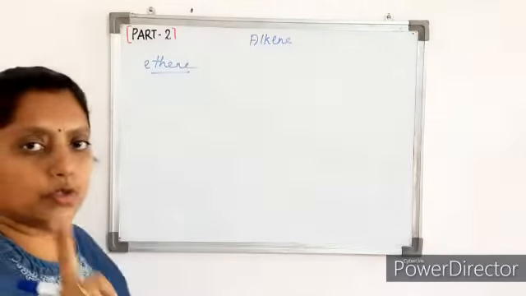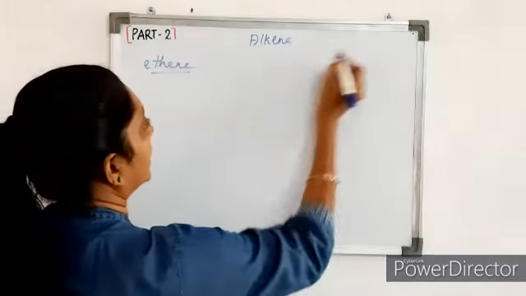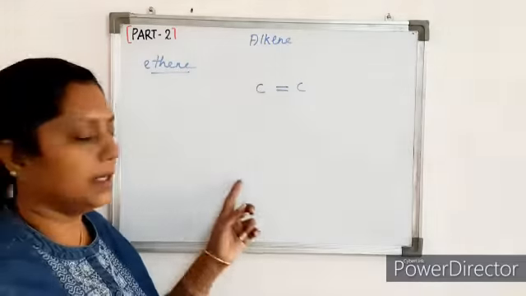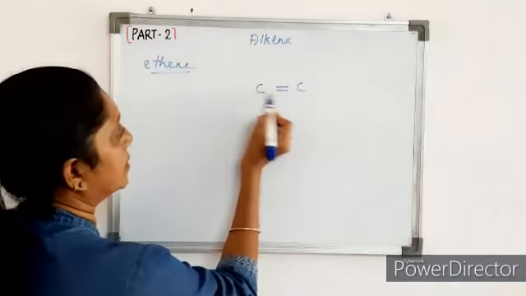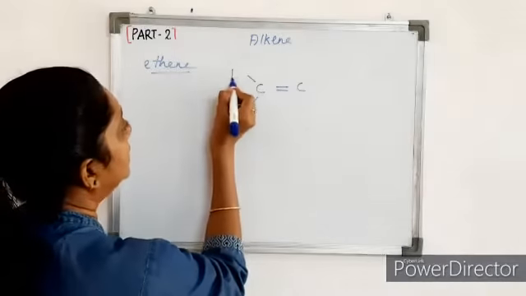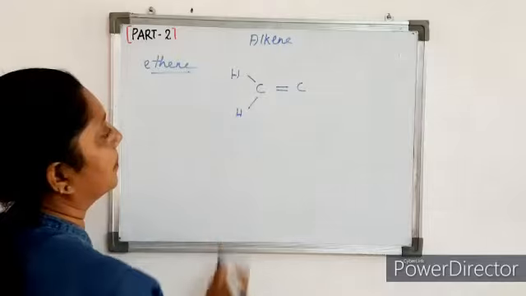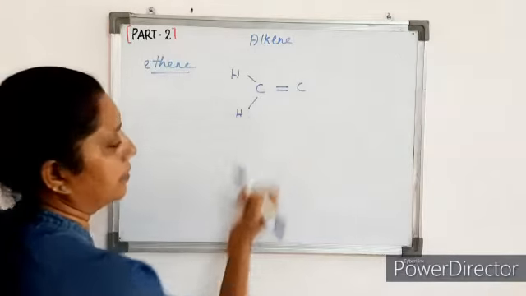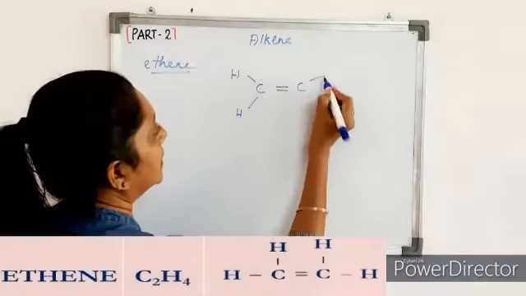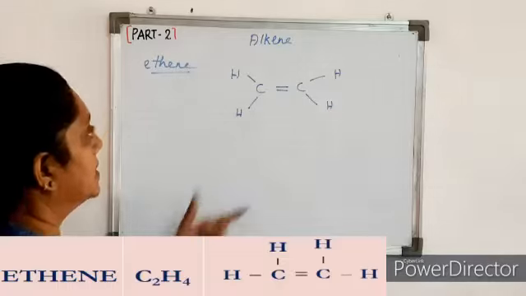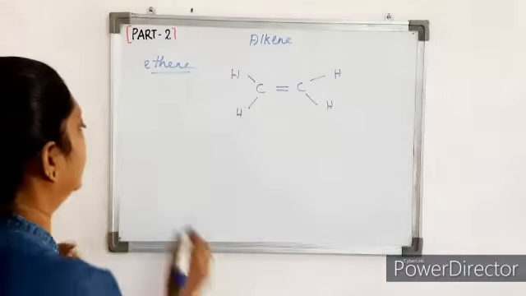The first member has 2 carbon atoms and a double bond between these carbon atoms. So 2 valencies of this carbon atom are satisfied. The rest are satisfied with hydrogen atoms, so the valence of this carbon atom is 1, 2, 3 and 4. Same with the other carbon atom. Okay, this is the structure for ethene.